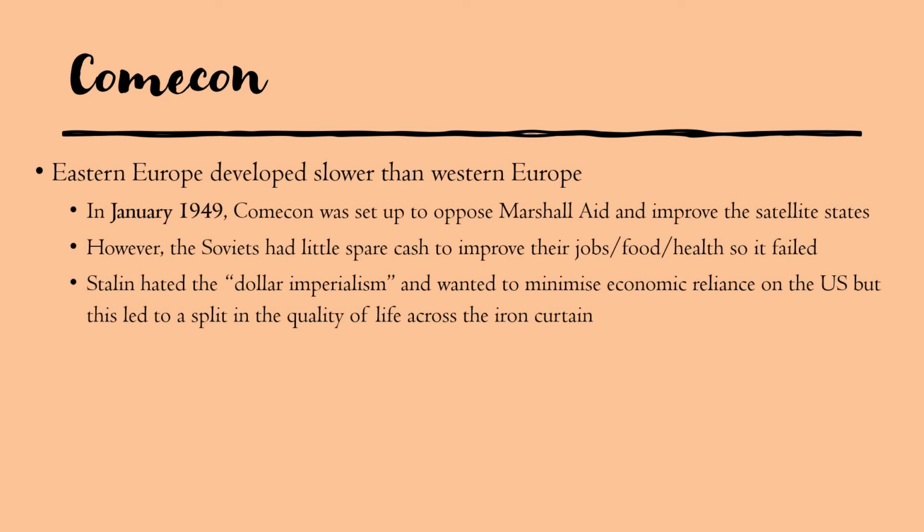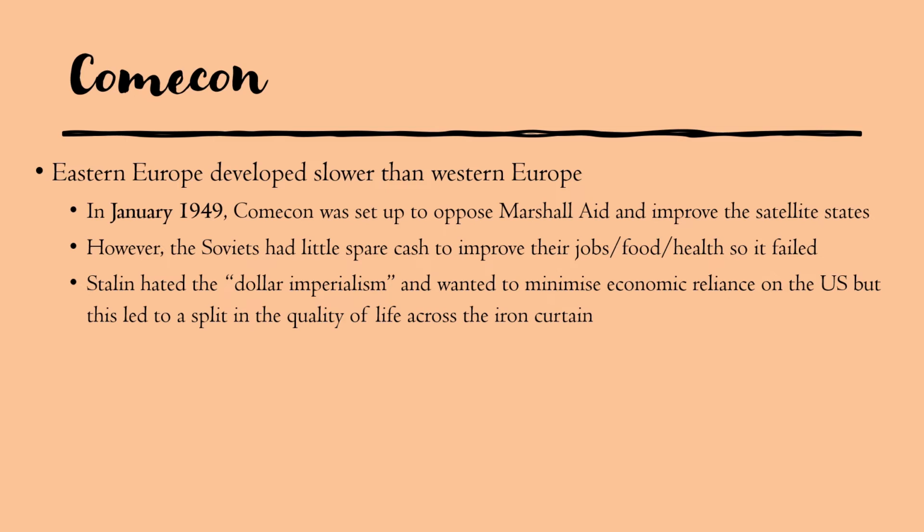So the first effect of this was that Eastern Europe developed slower than Western Europe. So Comecon was set up in January 1949, and as I've alluded to, it was set up to oppose Marshall aid and to try and improve the satellite states. Marshall aid was being given to the Western European countries to try and successfully improve them. Eastern European countries had Comecon, which didn't.